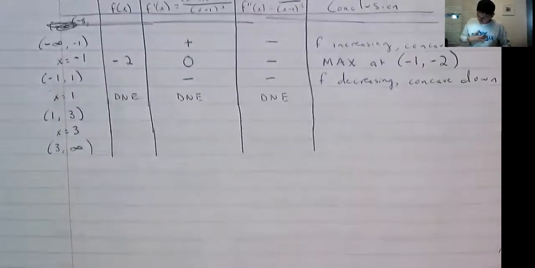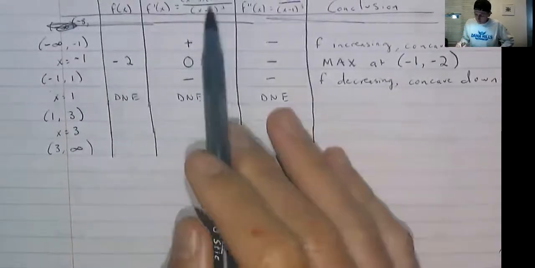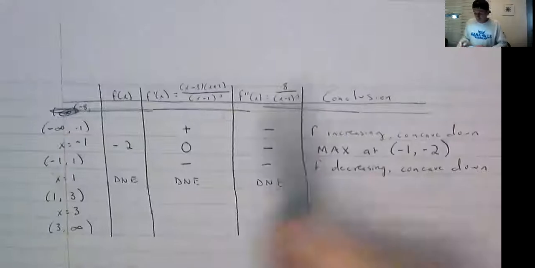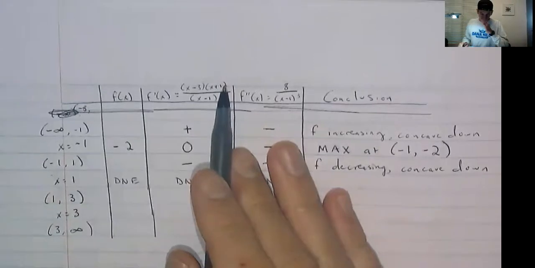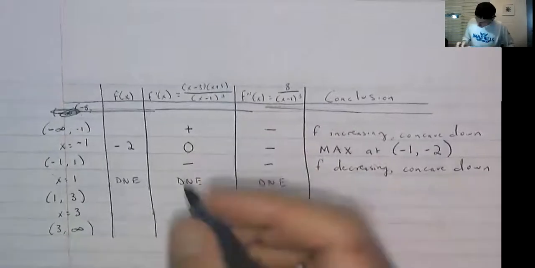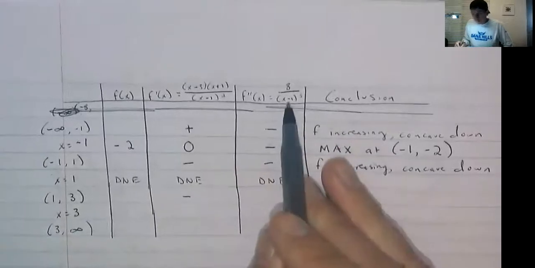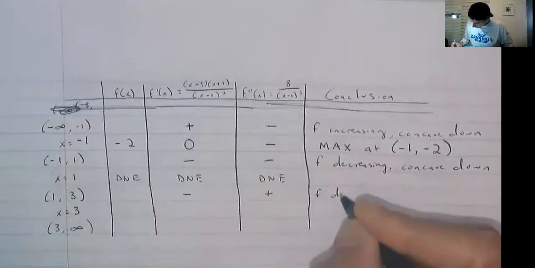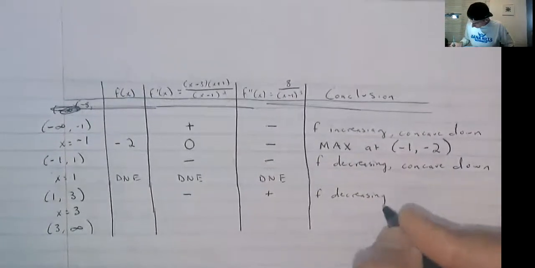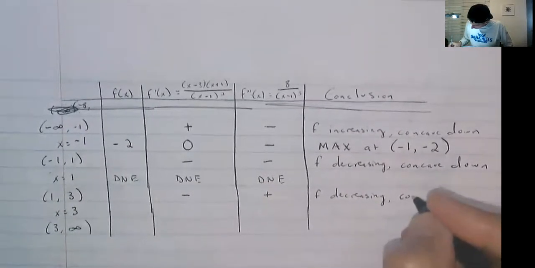And then we jump into that next interval, and let's see what happens to our derivatives. If we plug in a 2 here to our first derivative, we get negative, positive. Okay, negative times positive is a negative. We have a negative first derivative. Over here, this turns into a positive second derivative. So f is decreasing, and we are concave up.